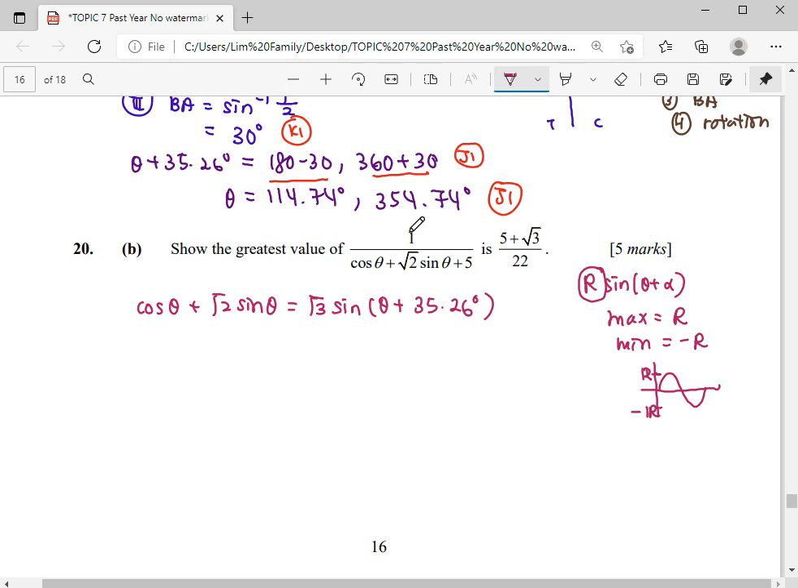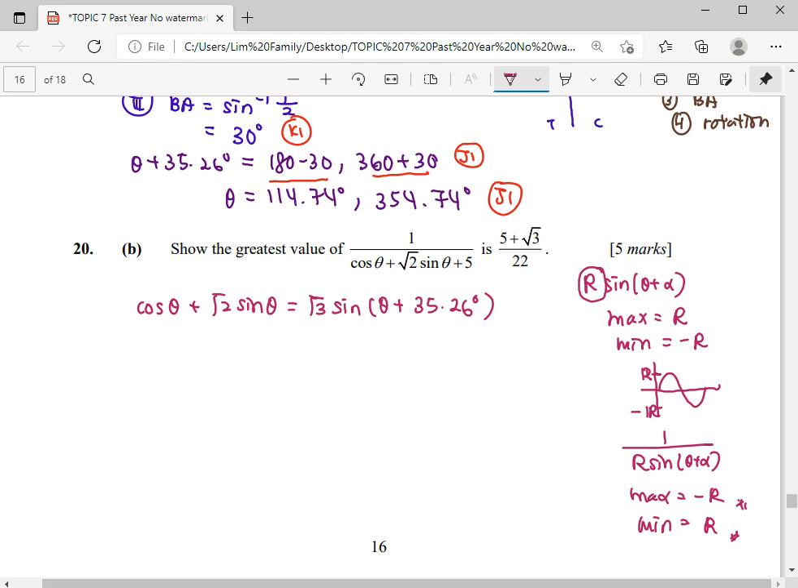But in this question, they give you a difficulty here: they already inverted the trigonometry. They become 1 over something. So when we have an inverse function, maximum will become minimum, and minimum will become maximum. So when we invert our r sine theta plus alpha, our maximum will become negative r, and our minimum will become r only.